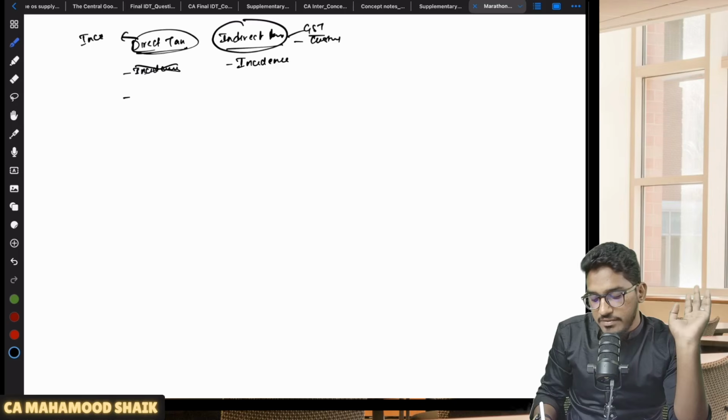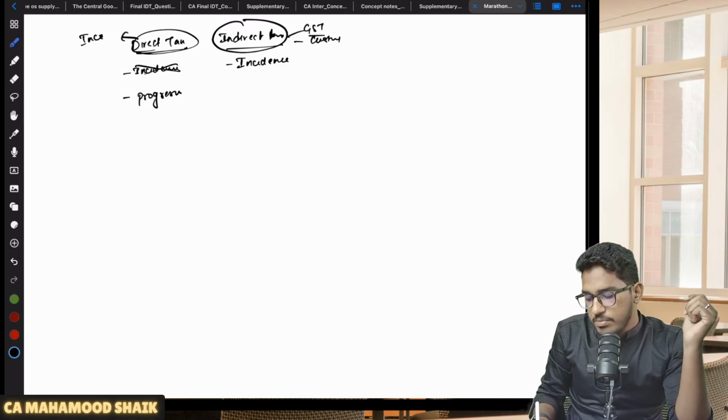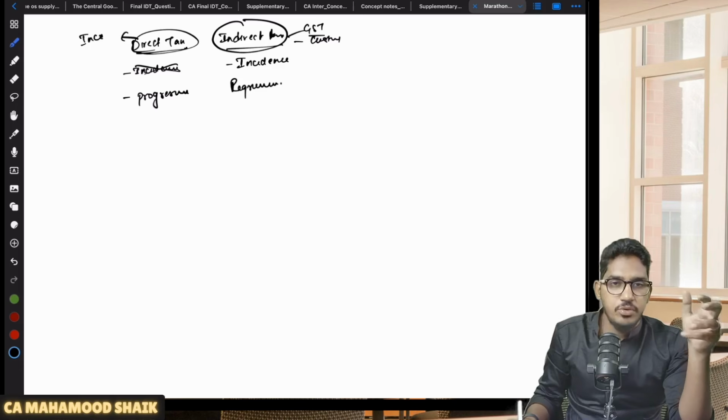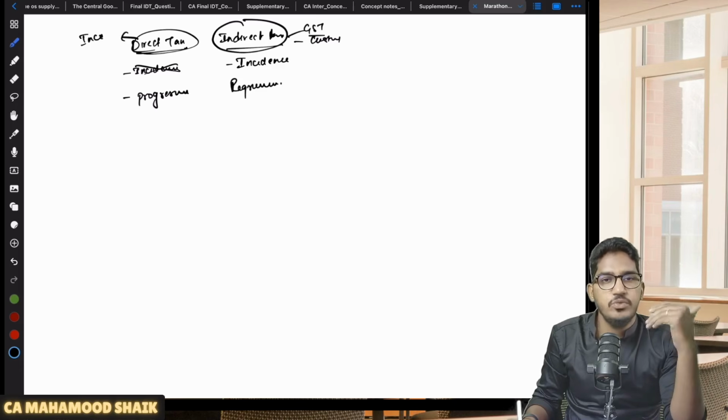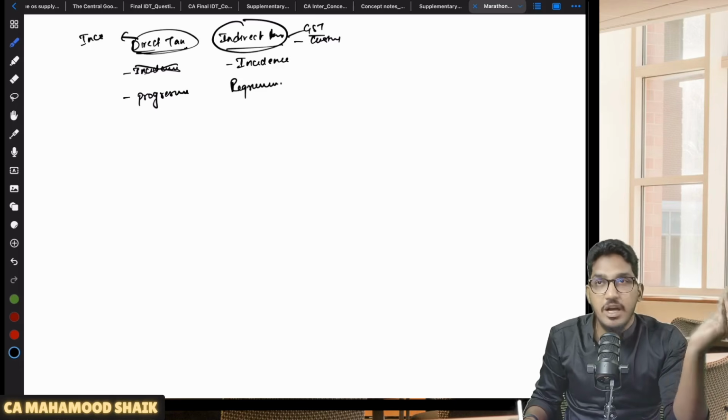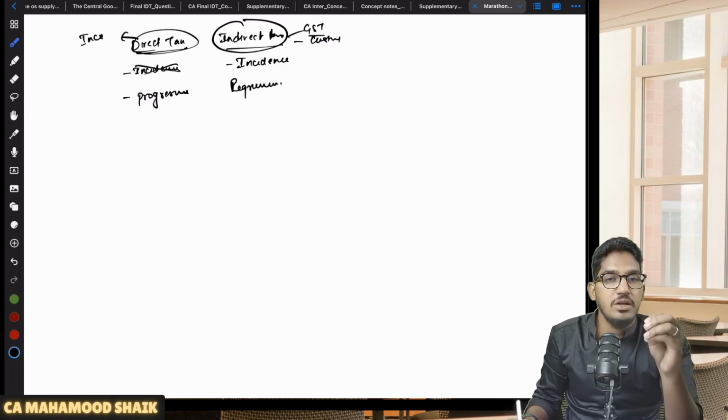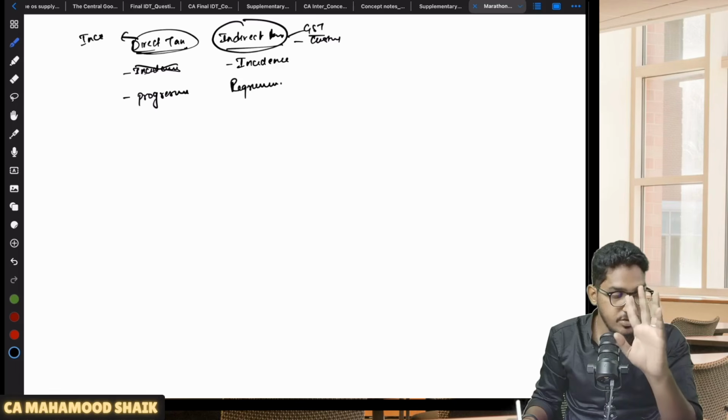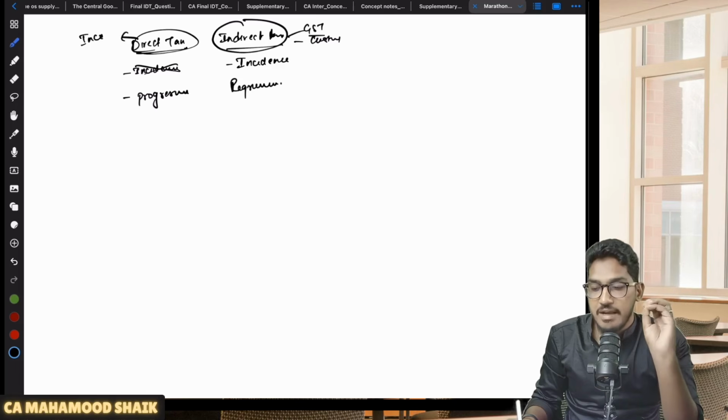And a few more differences I have to tell here. Direct taxes are progressive in nature. Indirect taxes are regressive in nature. Sir, what do you mean by progressive? In case of income tax, the more you earn, the more income tax you will pay. But when it comes to GST, it is not related to your earnings. Everybody will be required to pay the same amount of GST.